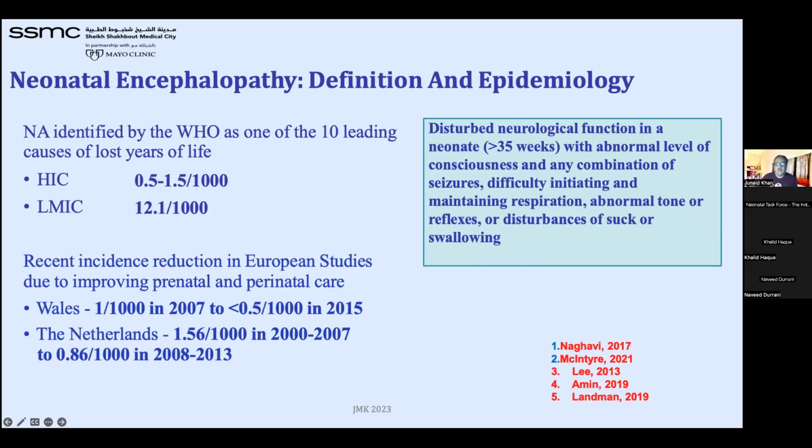For all purposes, the definition of neonatal encephalopathy is disturbed neurological function. We are talking about 35 weeks and above, with abnormal level of consciousness and any combination of seizures, difficulty initiating or maintaining respiration, abnormal tone, reflexes, or disturbance of suck or swallowing. This is the definition suggested by McIntyre in 2021.